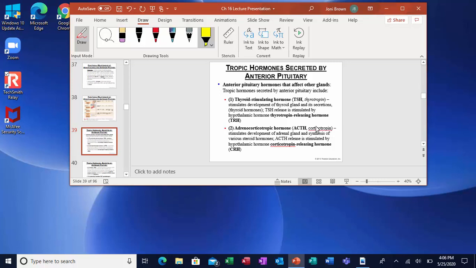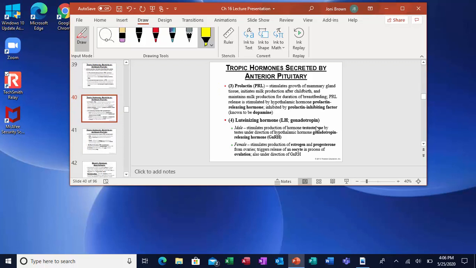If the anterior pituitary gets corticotropin releasing hormone from the hypothalamus, it will release adrenocorticotropic hormone to stimulate the adrenal gland and the making of steroid hormones from the adrenal gland.